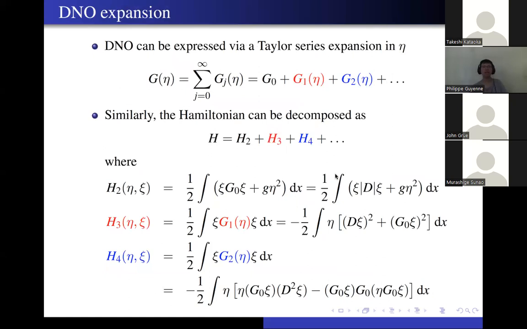So the calculations are facilitated by the fact that in a small amplitude limit, in the weakly nonlinear regime, the DNO has a Taylor series expansion in eta, and you can use that in your Hamiltonian expansion. So you have these various terms, H2, H3, H4. So H2 is quadratic in eta and xi, H3 is cubic, H4 is quartic in eta and xi. H2, that's for the linear approximation, H3, H4, and so on. These are the nonlinear corrections. So H3, that's the term representing the three-wave interactions, and H4 is the term representing the four-wave interactions. So please remember that, H2, H3, H4.